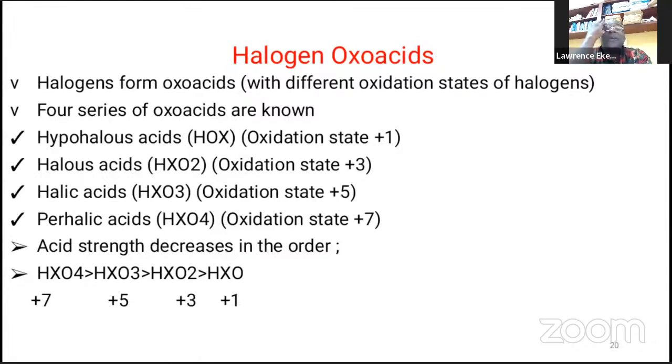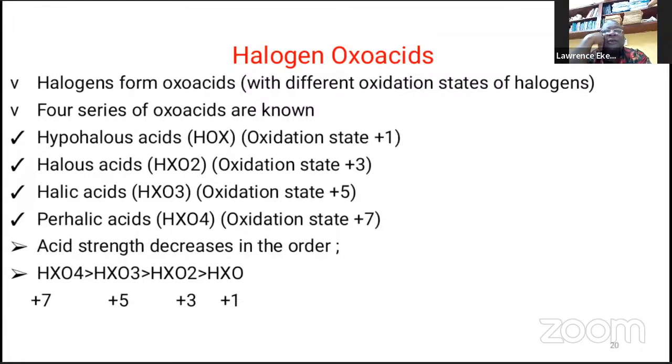Now we have what are called halogen oxoacids. Those are the acids where you have a halogen and the presence of oxygen in the compound. And as you go down the group, the oxidation state also differs. So the halogens form oxyacids with different oxidation states of the halogen.